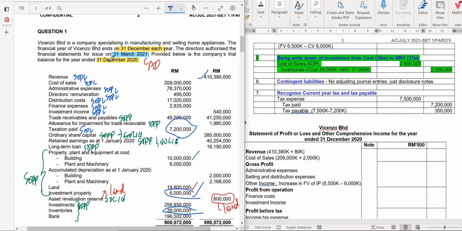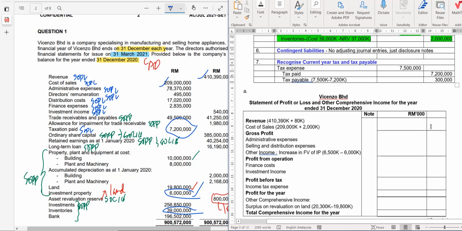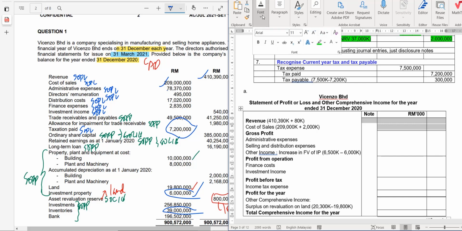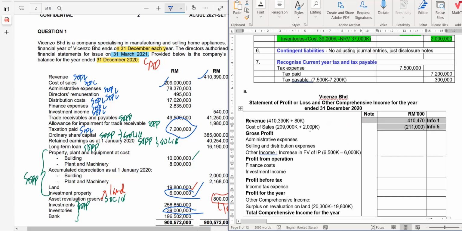So we're going to include the revenue and the cost of sales. So revenue here is 410390, and you have one item just now for information on bill and hold. Remember, we credit revenue where I made some correction earlier on. So therefore that was the first item that you will show, and then the second one is the write down of the inventories.